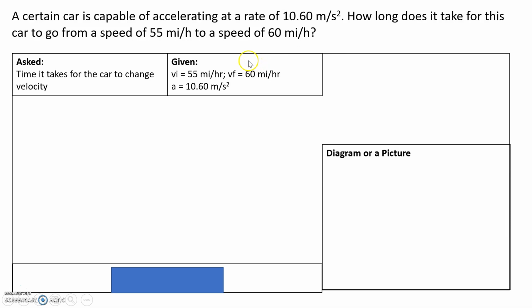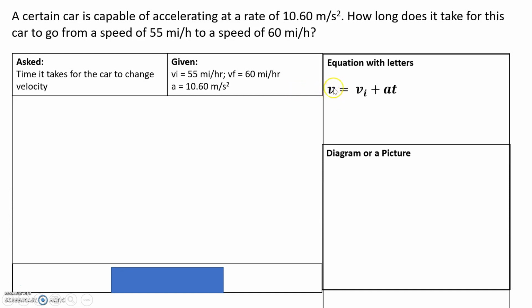Next, we write down our givens. We know that the initial speed is 55 miles per hour and the final speed is 60 miles per hour. We also know that the acceleration of the car is 10.6 meters per second squared.